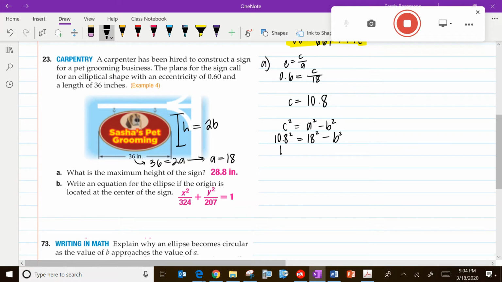Rearrange the equation: add b squared on both sides, subtract 10.8 squared on both sides. I'm going to go ahead and plug this into my calculator first this time, since I know I'm going to need it in this form with b squared for the equation anyways. Now to get b by itself, I'll square root that.